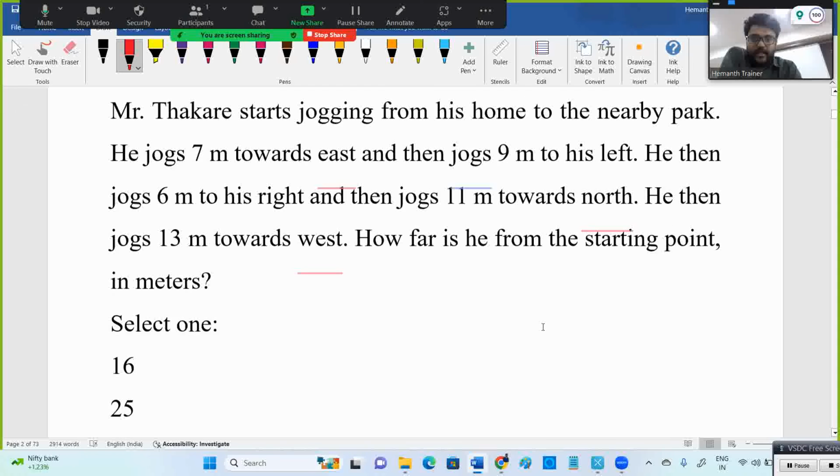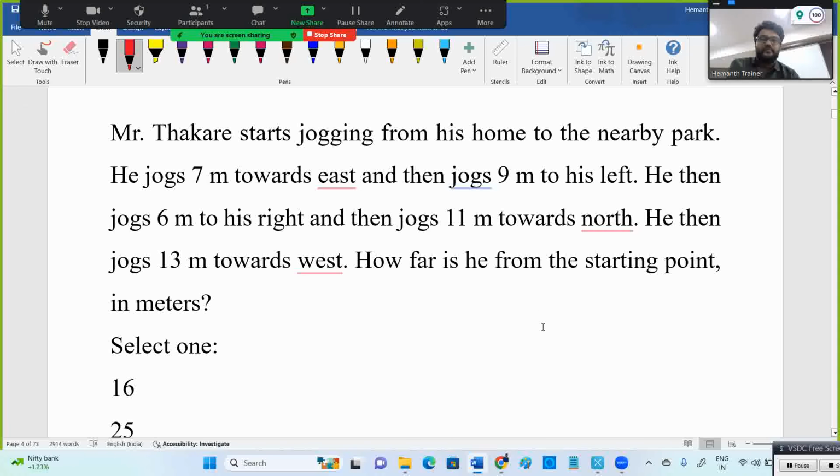Now it's regarding directions. Thackeray starts jogging from his home to the nearby park. He jogs 7 meters towards east and then jogs 9 meters to his left. He then jogs 6 meters to his right and then jogs 11 meters towards north. He then jogs 13 meters towards west. How far is he from the starting point in meters?